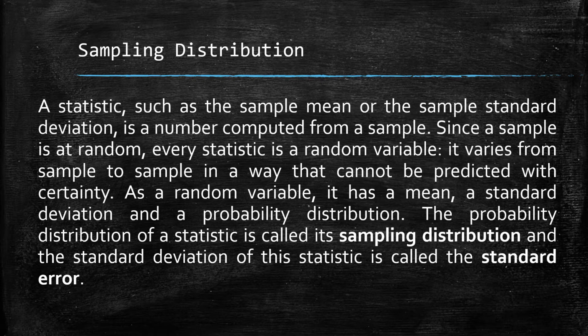The probability distribution of a statistic is called its sampling distribution, and the standard deviation of this statistic is called the standard error.